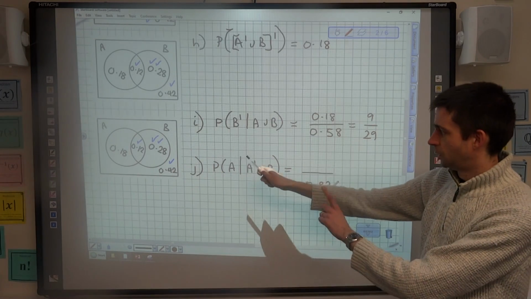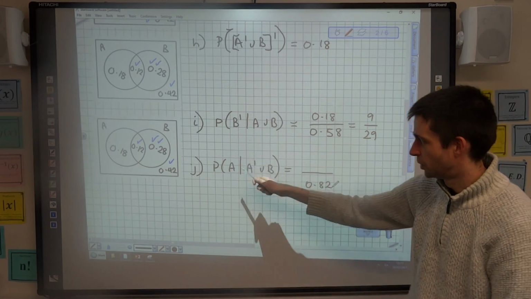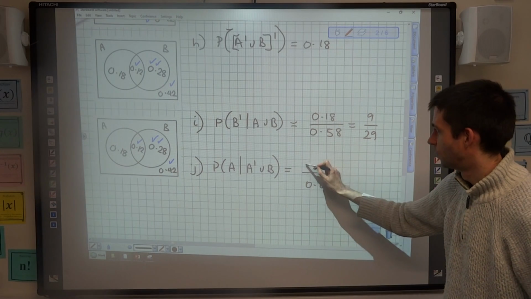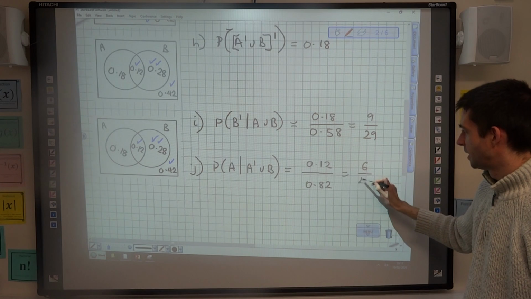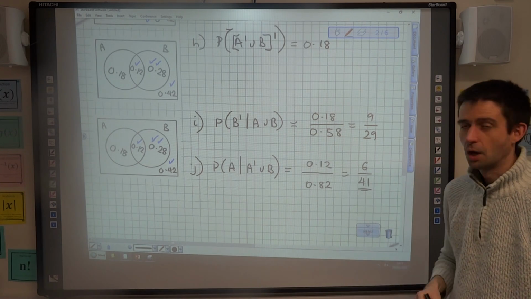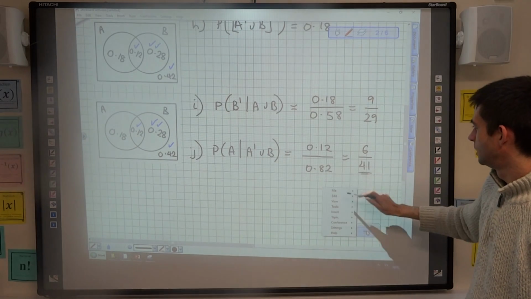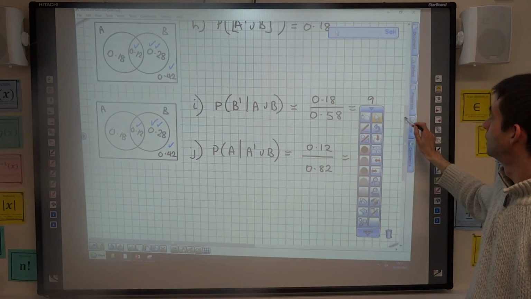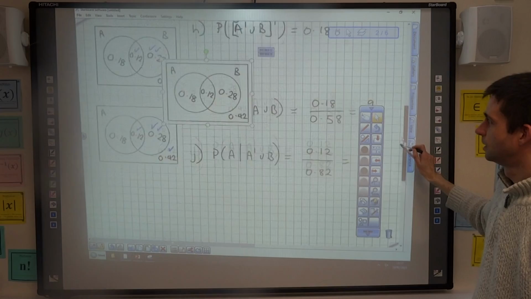And we're saying the probability that we're in A, given that we're in the union of not A and B. So what's the probability that in these sections we're in A? Well, it's the 0.12. So that's going to simplify down as a fraction to 6/41. Lovely. Right, let's get another Venn. It's gone all the way up there, look, there we go, we'll just drag it down.